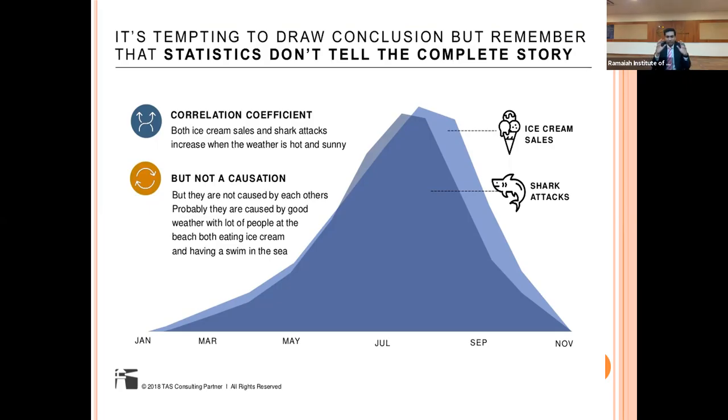So statistics don't tell the complete story. That's why the framework is very important. You have to apply the logic here. Right? So what about the logic?